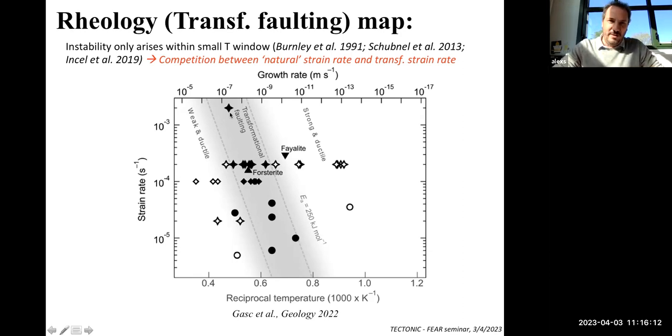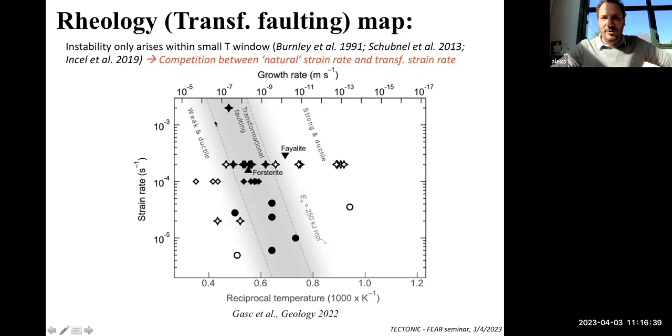And then there is a window here, which would be called the transformational faulting window, which is the window where we observe acoustic emission and faulting. And you see that this window, in this plot, follows a line here. And this line, if you gave it an activation energy, would be 250 kilojoule per mole. And that actually is more or less the activation energy of the reaction, of the kinetics of the reaction itself.